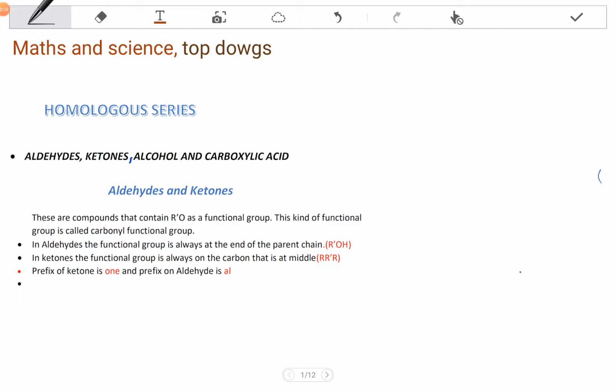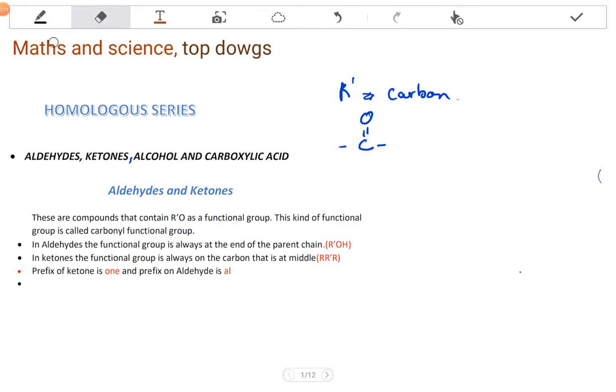papers. Okay, so here we're going to take a look at the aldehydes and ketones first. Aldehydes and ketones are compounds that contain the C=O functional group. From now onwards we're going to use this R as a functional group, a carbon. This kind of functional group, consisting of carbon and oxygen, is called the carbonyl functional group, or it can be hydrogen here.